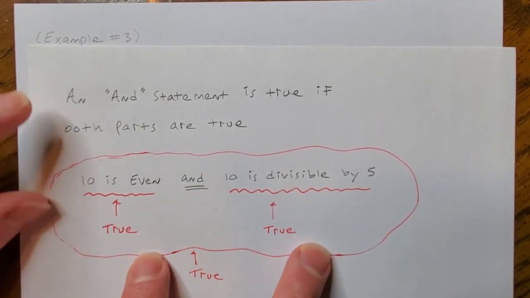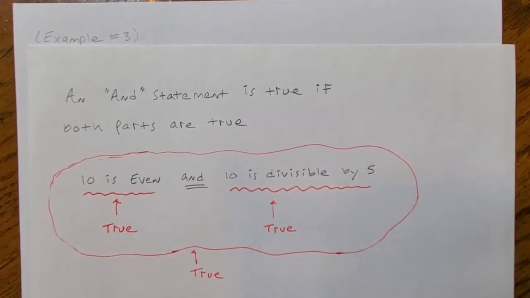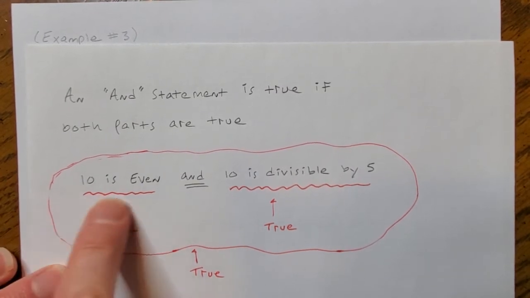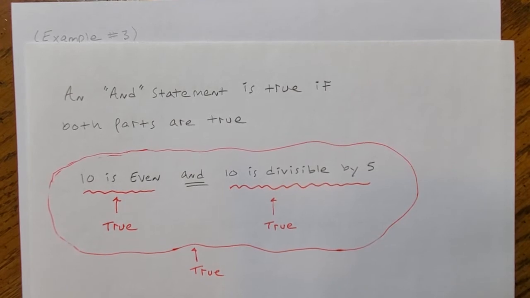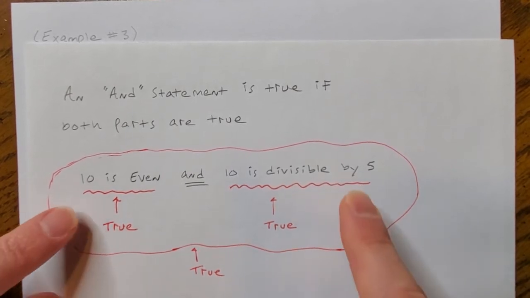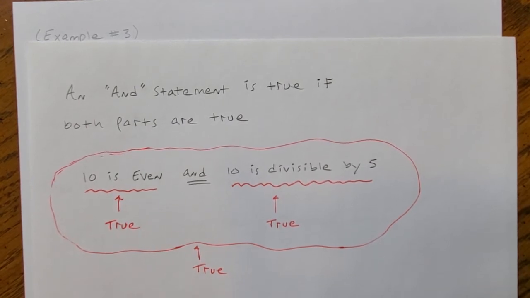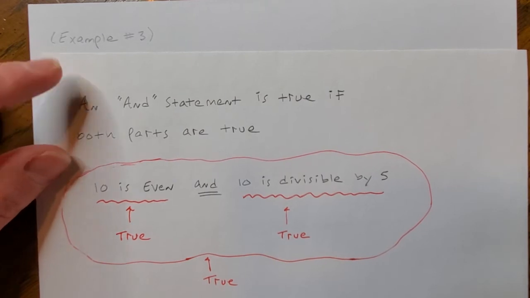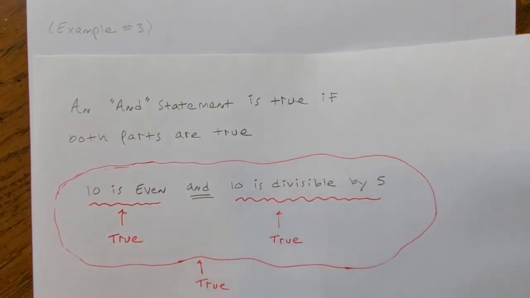An and statement is made of two individual statements, and the entire statement is true if both individual statements in it are true, such as 10 is even and 10 is divisible by 5. Is it true that 10 is even and divisible by 5? Well, these individually are true, so the and statement made from them is also true. Okay, but as the converse of this, if either part was false, the and statement would be false.